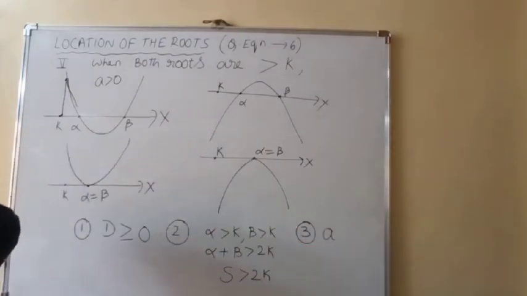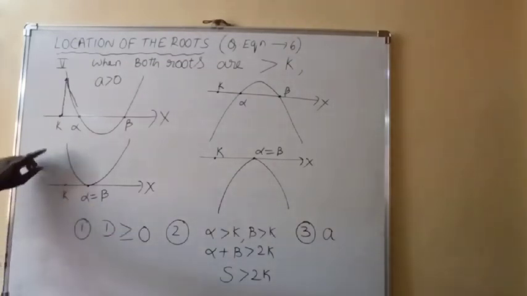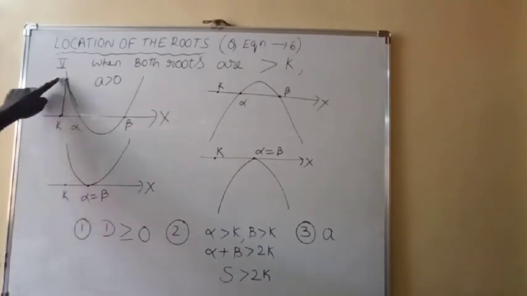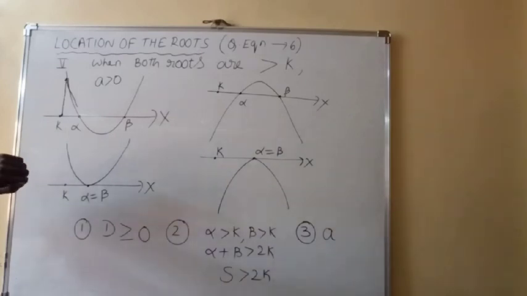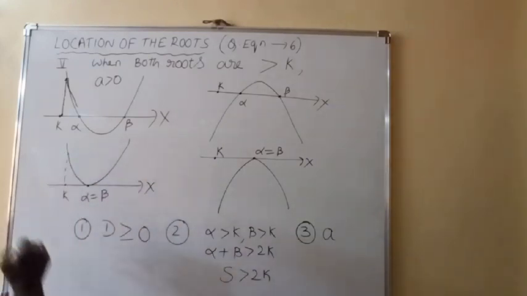F of x or y is equal to ax square plus bx plus c only. So when A is positive, for x equal to k, the graph is above the x-axis. That means above the x-axis, the value of the function at k is positive. So when A is positive, f of k is positive. Here also if you observe, when A is positive, f of k is positive.